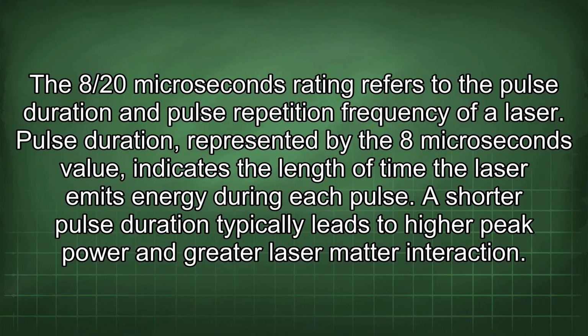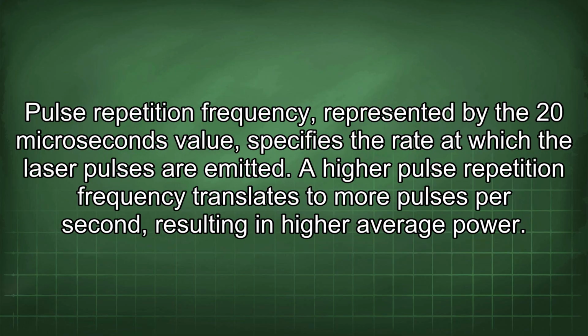The 8/20 microseconds rating refers to the pulse duration and pulse repetition frequency of a laser. Pulse duration, represented by the 8 microseconds value, indicates the length of time the laser emits energy during each pulse. A shorter pulse duration typically leads to higher peak power and greater laser matter interaction. Pulse repetition frequency, represented by the 20 microseconds value, specifies the rate at which the laser pulses are emitted.